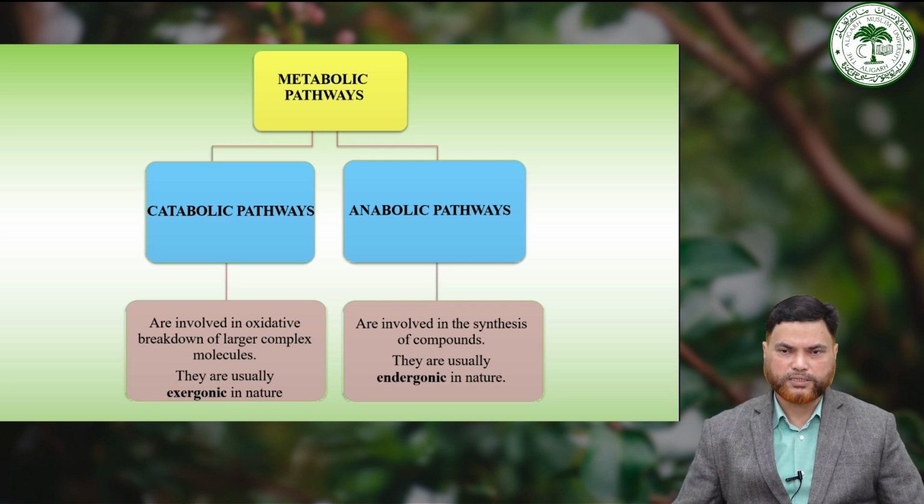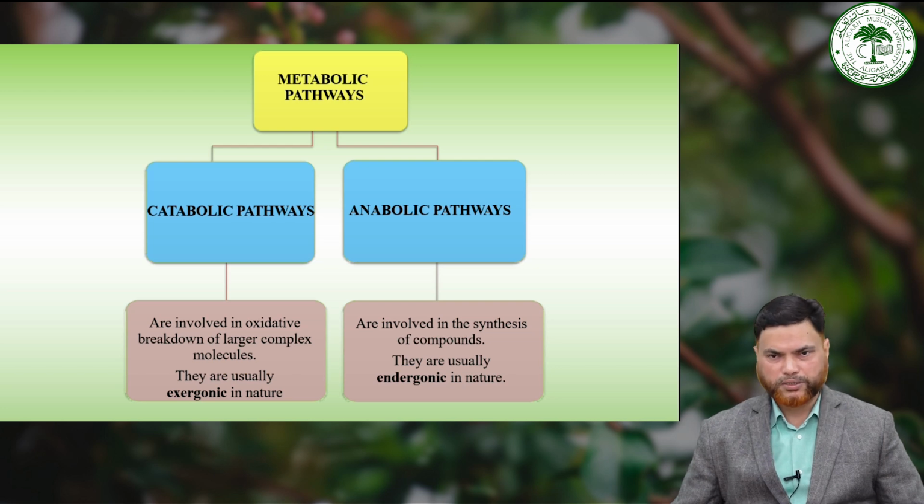These pathways are essential for maintaining life and could be broadly classified into two main types. You see in the slide, one is catabolic and another one is anabolic pathways. Now the question is, what are the catabolic pathways? Basically, catabolic pathways involve the breakdown of complex molecules into simpler ones, releasing energy in the process. The primary goal of catabolic pathways is to extract energy stored in large molecules such as carbohydrates, fats and proteins, and then convert it into usable form, usually in the form of ATP.